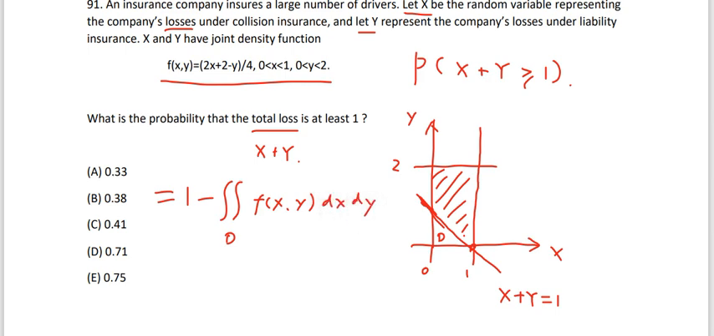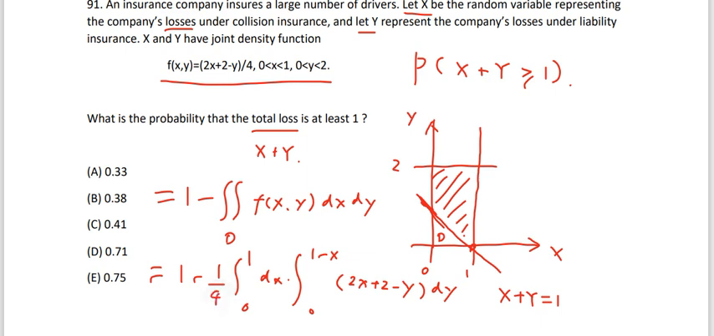So this D is X, from 0 to 1 dx. So what is Y? Y from 0 to 1 minus X, dy. So we plug in this f(x,y), 2x plus 2 minus y, dy. So divided by 4, we can put 4 here.